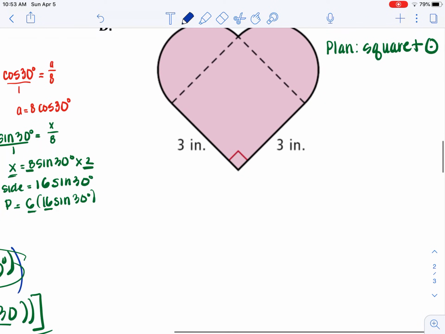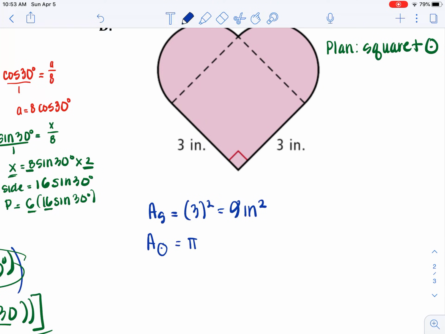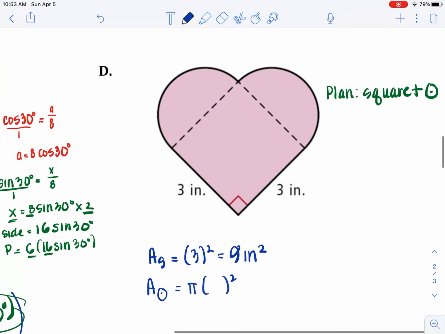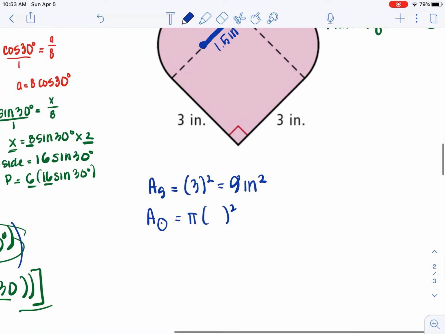Okay, so let's follow through on our plan here. Let's start with the square. So area of a square. Area of a square is side squared, or you can do base times height. I'm going to do side squared. So 3 squared, and I get 9 inches squared. But notice if you do base times height, you'll get the same thing. Now I'm going to find the area of that circle. Pi times radius squared. Okay, so I need the radius of this circle. Now remember, this is a square, so I know the whole side's 3. So the radius is 1.5 inches. So I can put 1.5 right here.